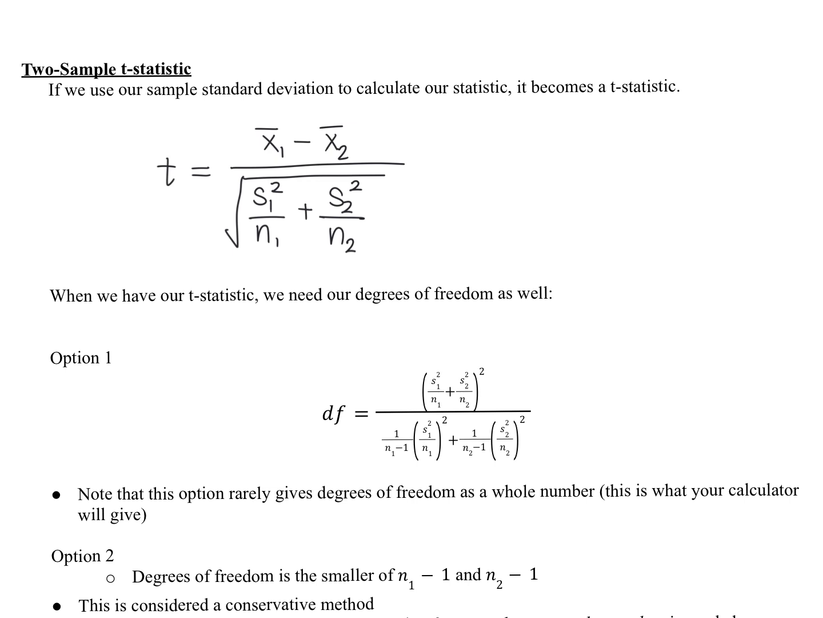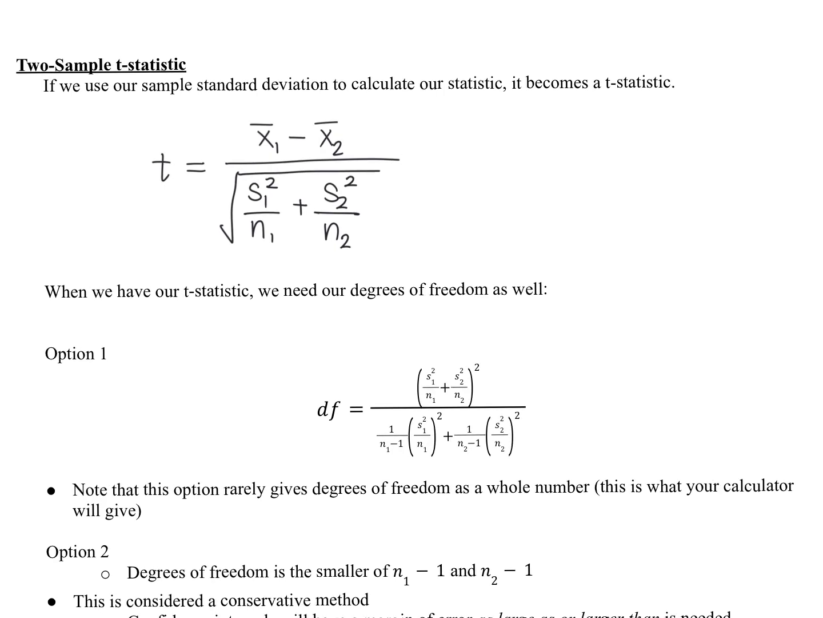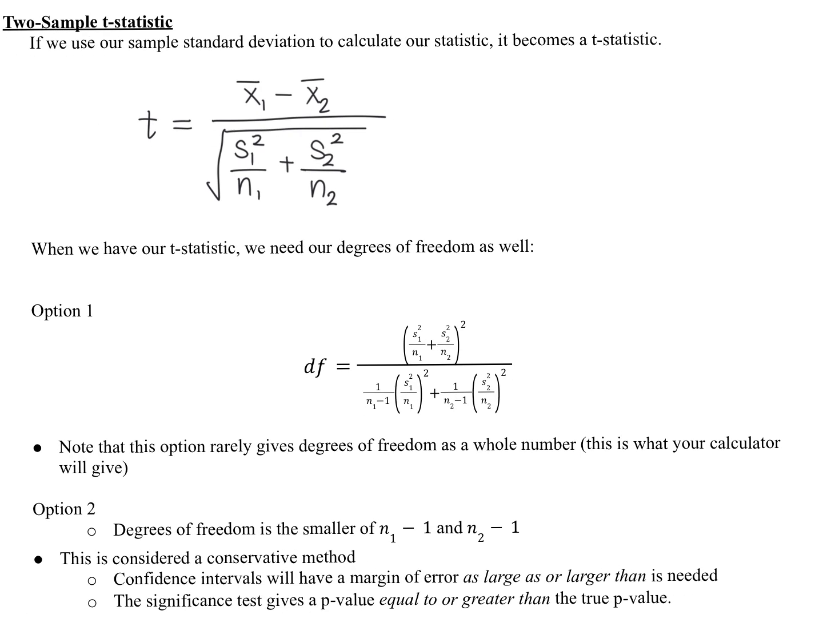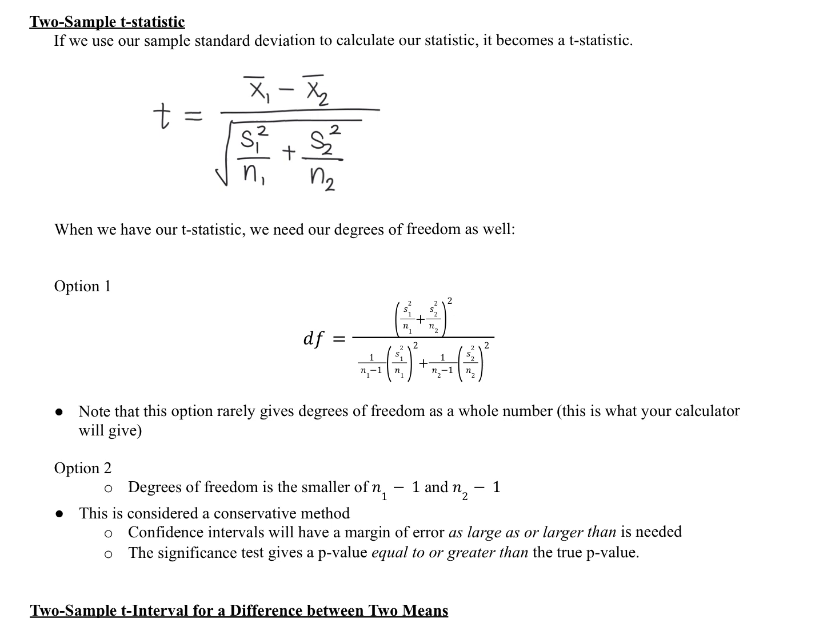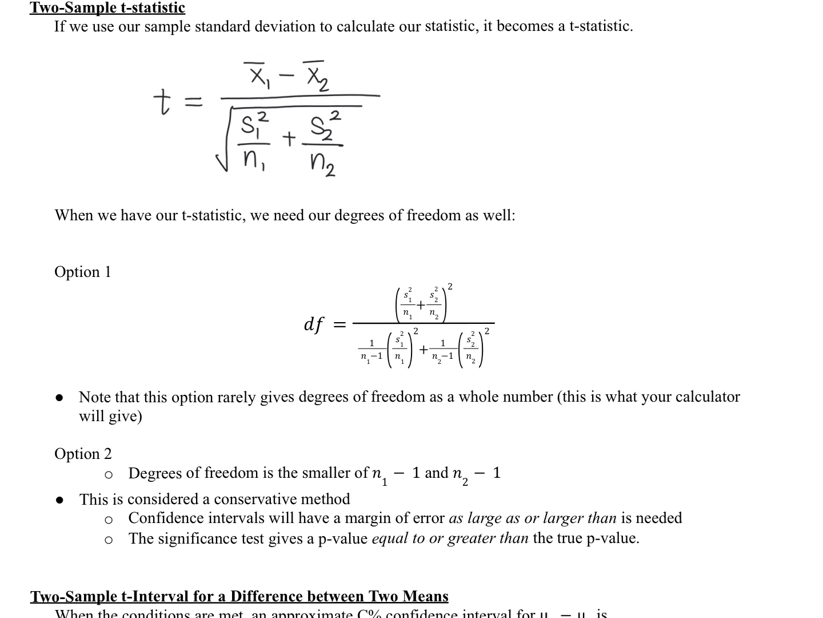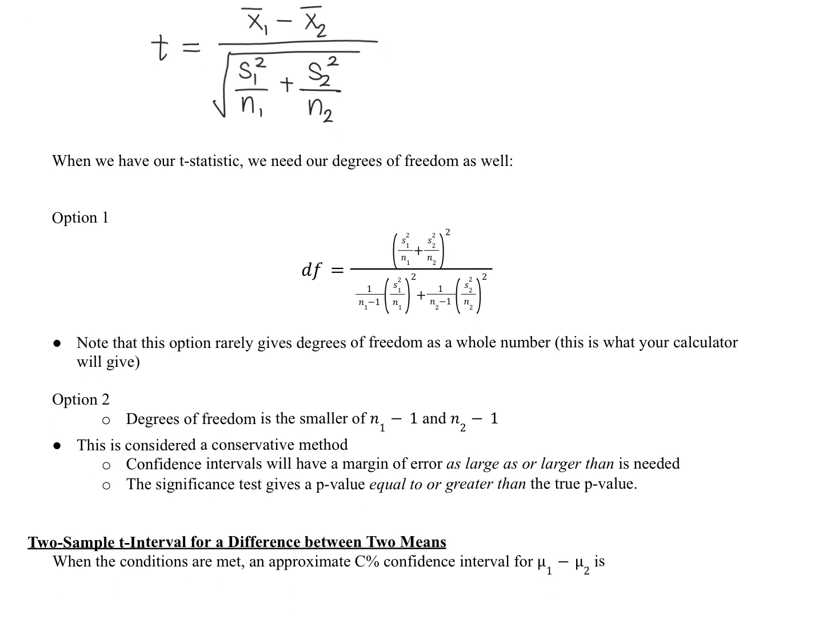Because we are not required to have the same size sample for a test statistic, our degrees of freedom cannot just be n minus 1 because we could have two different sample sizes. So there is a new formula for calculating degrees of freedom. We are not going to use this formula because the degrees of freedom actually does not end up being a whole number. And there is a place on the calculator where you can find this, but we're not going to discuss it because we are going to go with option 2.